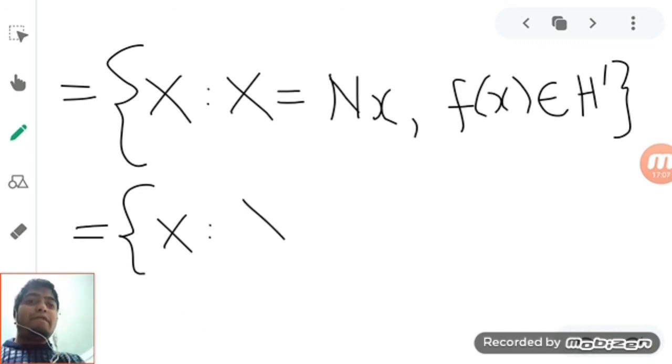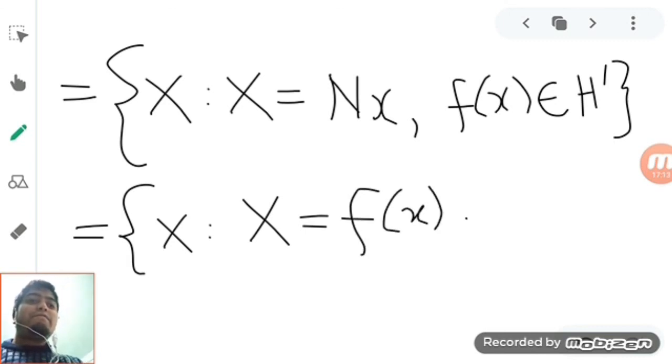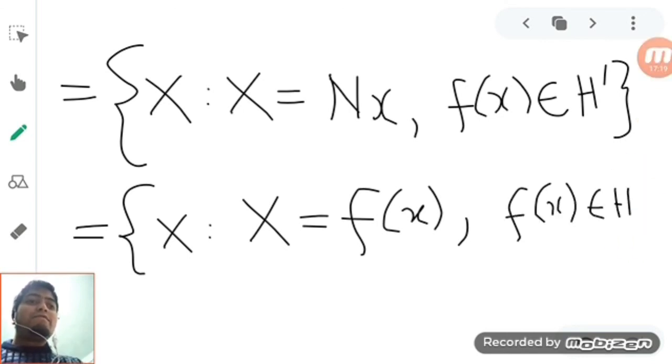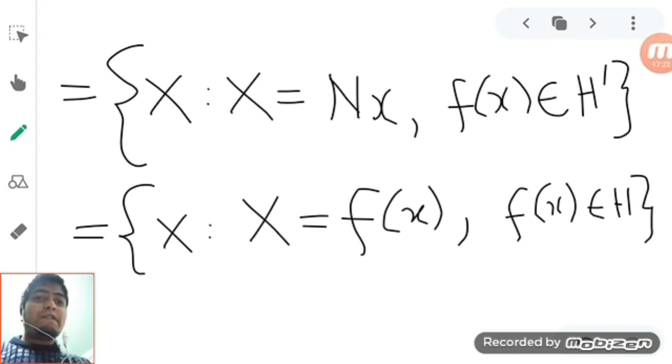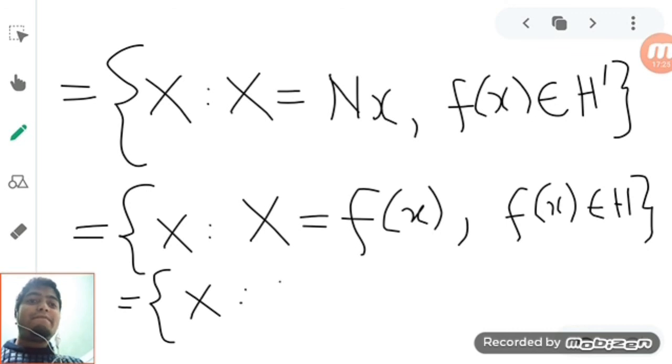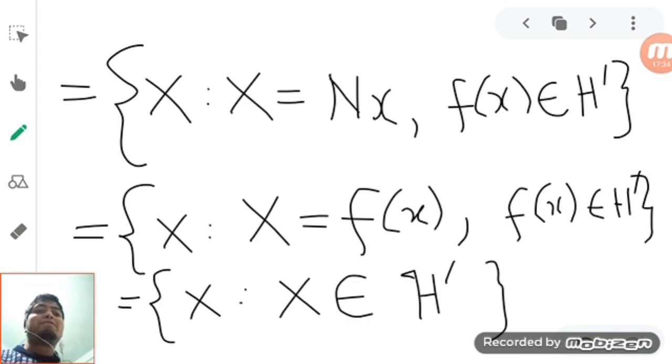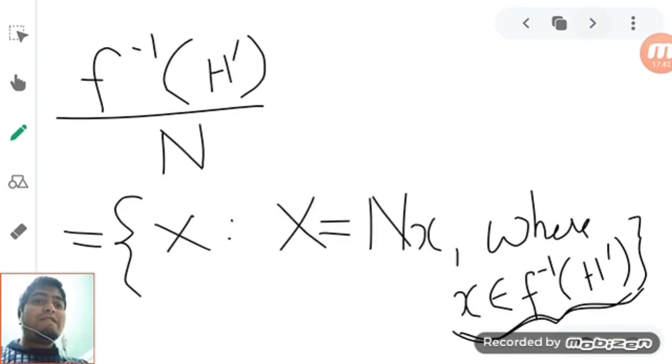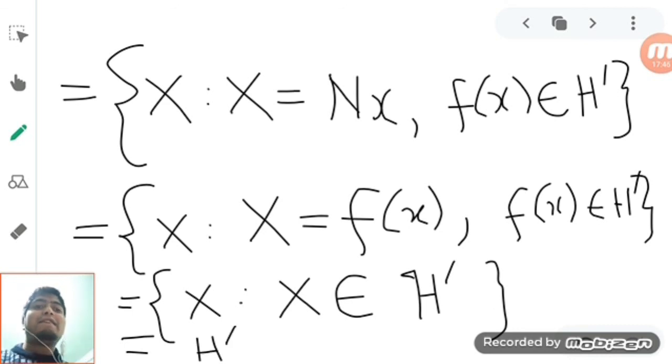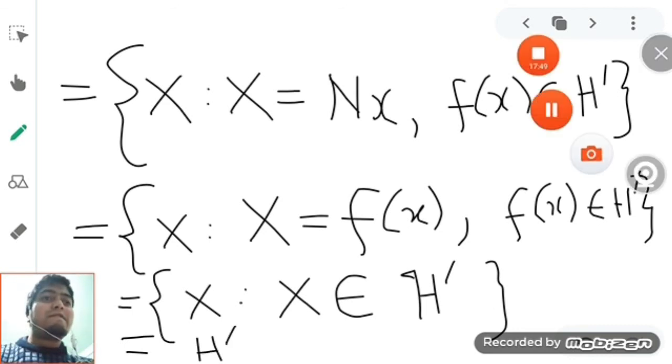So we are having nx will be equal to f(x), where f(x) belongs to H dash. So f(x) belongs to H dash. So we can easily write this one as nx is equal to f(x), and f(x) belongs to H dash, so we can immediately write down this one, nx such that nx belongs to H dash. So this is how we will do it. Okay, nx belongs to H dash, so you can easily write this one as H dash. That is enough for today.